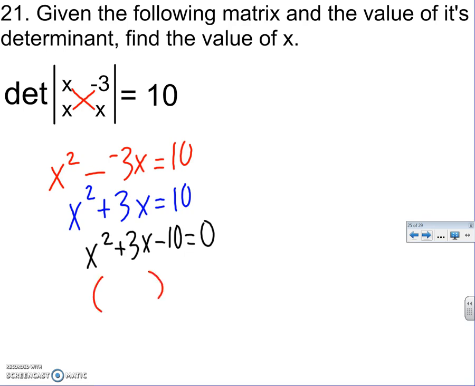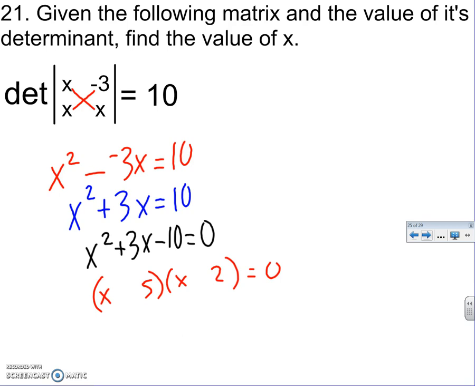I can do the guess and check method. We get x squared is x times x. 10 is 2 times 5, and 1 times 10. I'll try 5, 2. If I check, I guess that's the O is 2x, the I is 5x. Can 2 and 5 make 3? Yes. 5 minus 2 is 3. Alright, so using 5 and 2, it's positive 3.